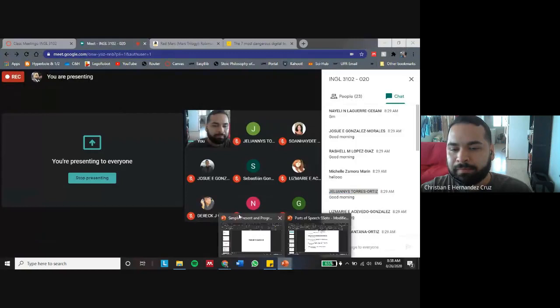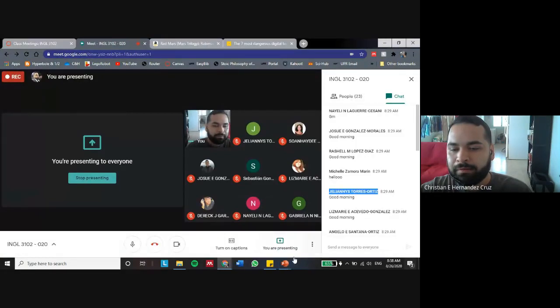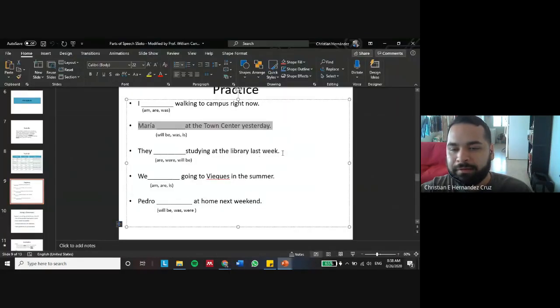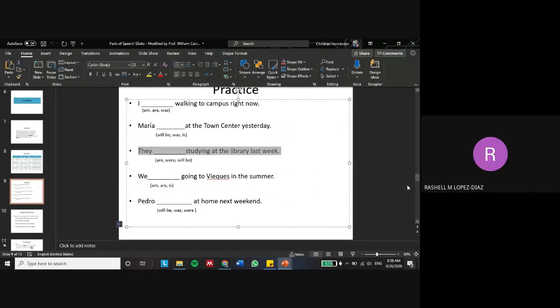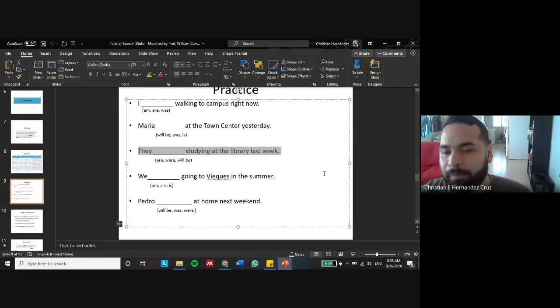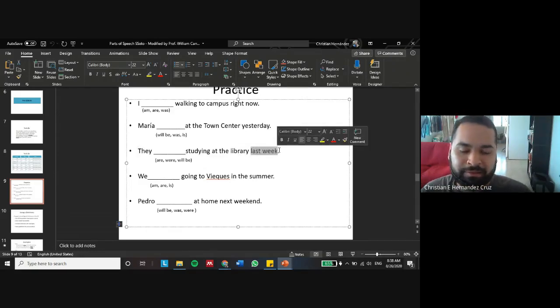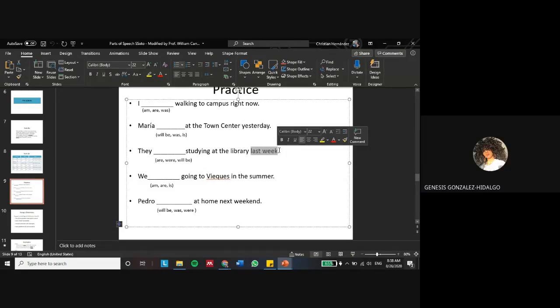Rachel, this. They will be studying at the library last week. Okay. Let's take a look at this sentence, though. They studying at the library last week. Esas dos palabras, what do they mean in Spanish? Last week. La semana pasada. They were studying at the library.